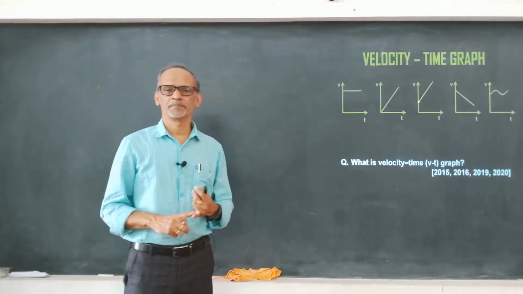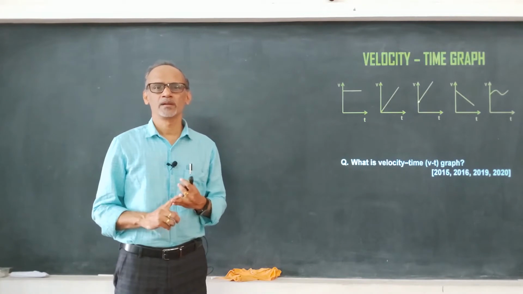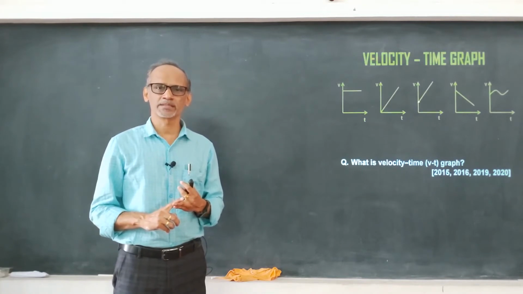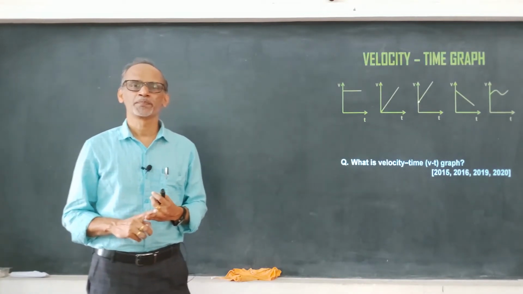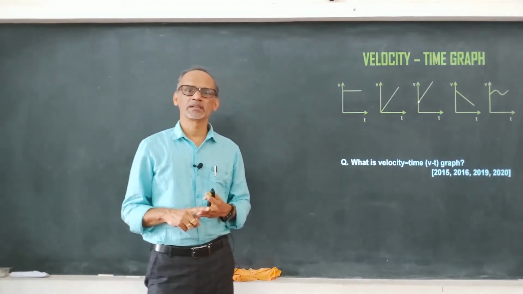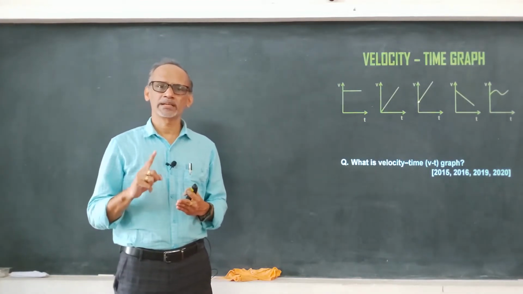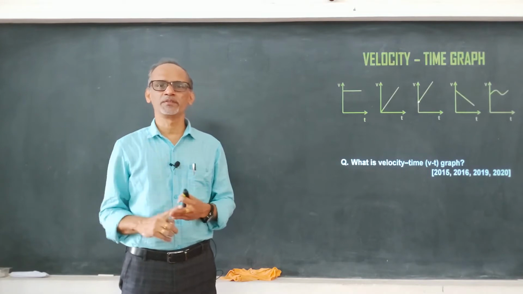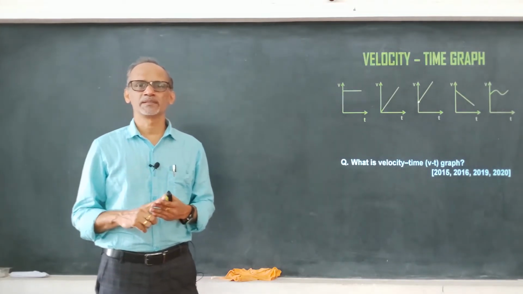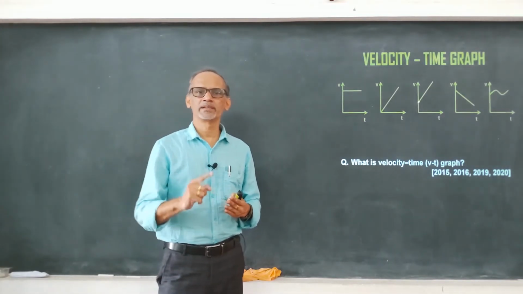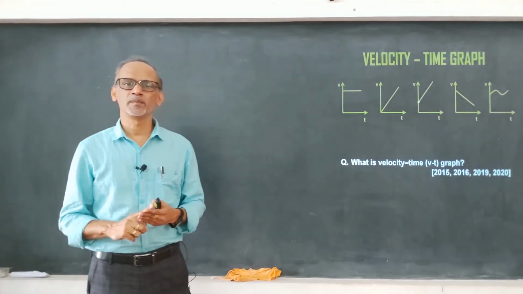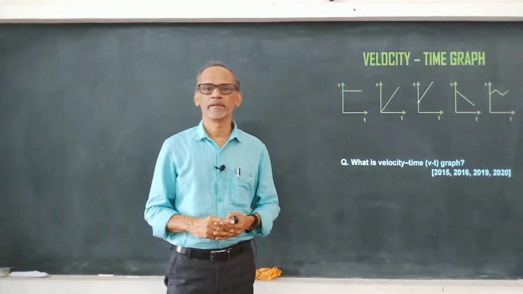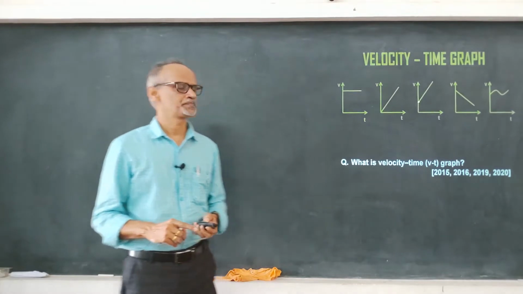The first one indicates uniform velocity. The second one, the body starts from rest and then moves with uniform acceleration. Third graph, the body has some initial velocity and then moves with uniform acceleration. Fourth graph, velocity decreases, so that's why it's a uniform retardation. And the last one, variable acceleration.